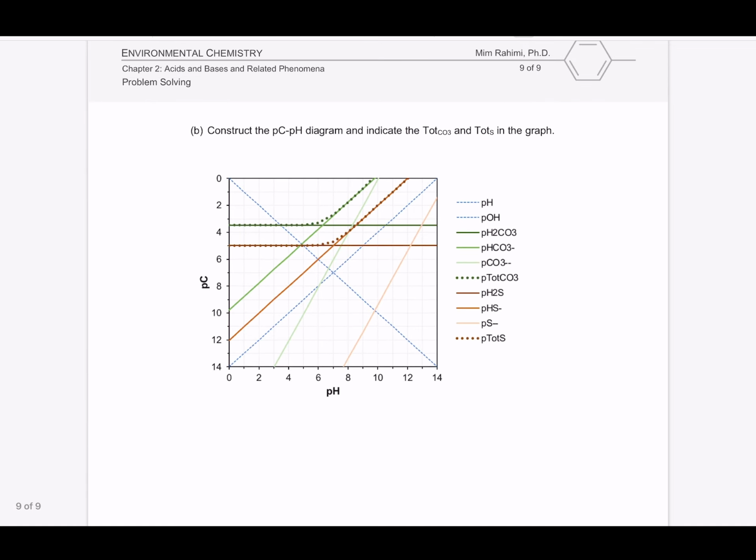So that's all about this lecture 15, problem solving of chapter 2. And we covered different aspects of acid-base, talking about how much we need to add to the solution to change the pH, or if we add something to the solution, what would be the initial pH? Or at the end, we talked about if we expose a solution to a certain atmosphere with a certain composition of acidic gases, what would be the composition at equilibrium?